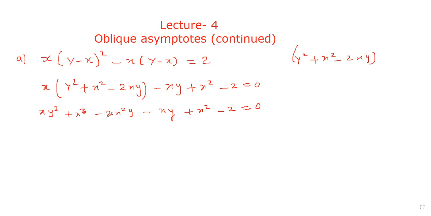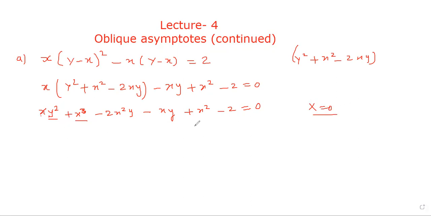Here, highest power of x is x cube, whose coefficient is 1, which is constant. So there is no asymptote parallel to x-axis. Now, highest power of y is y square here, so its coefficient is x. So the asymptote parallel to y-axis will be x equal to 0. This is parallel to y-axis.